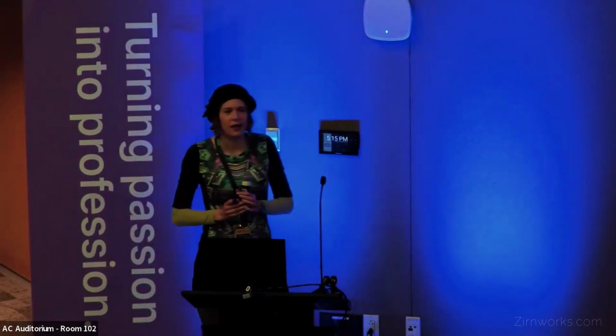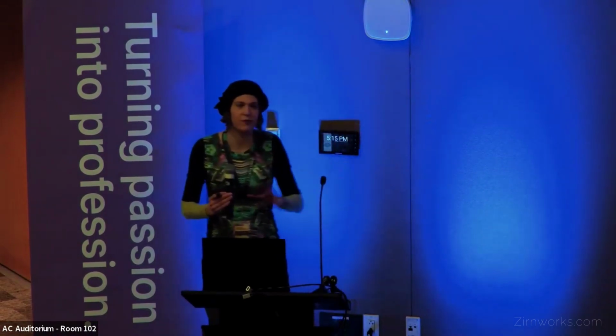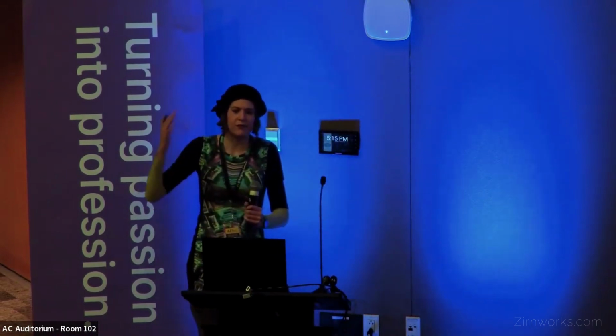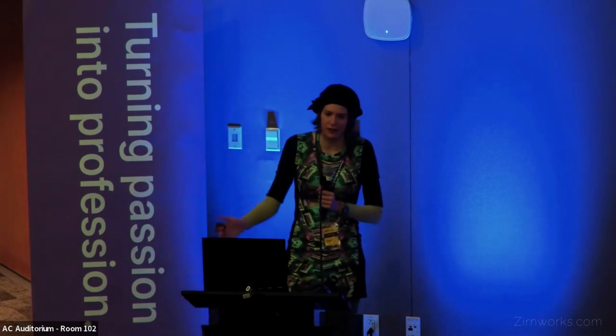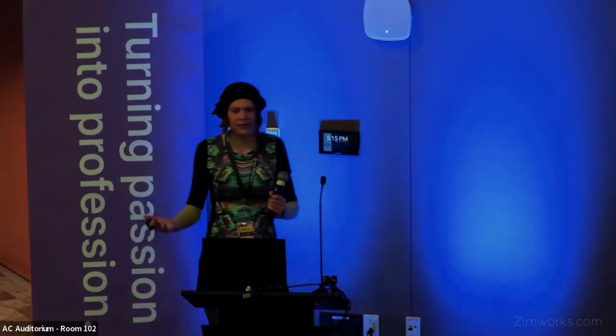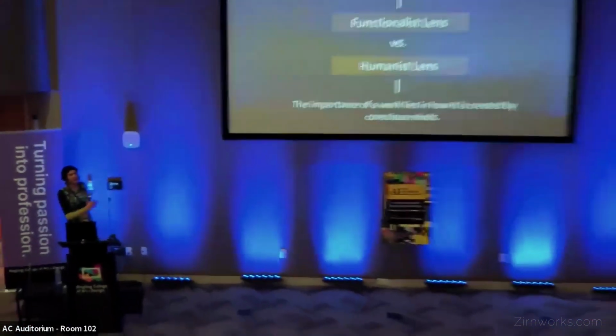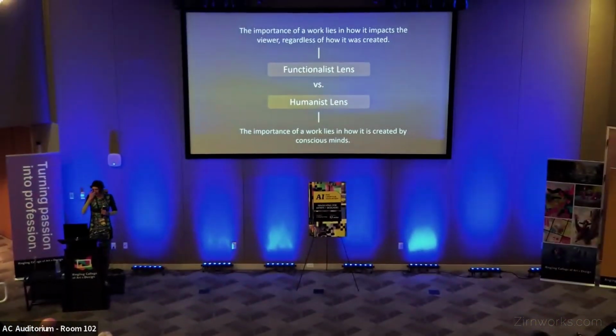I think the crux of a lot of the debate that has happened is what I call the functionalist lens versus the humanist lens. The functionalist lens basically says that the importance of a work lies in how it impacts the viewer, regardless of how it was created. Whereas the humanist lens says the importance of a work lies in how it was created by conscious minds. And it's not too hard to guess that most software developers are functionalists. I've talked with a lot of software developers, and most of them don't really tie their identities to their code or the process of making code.